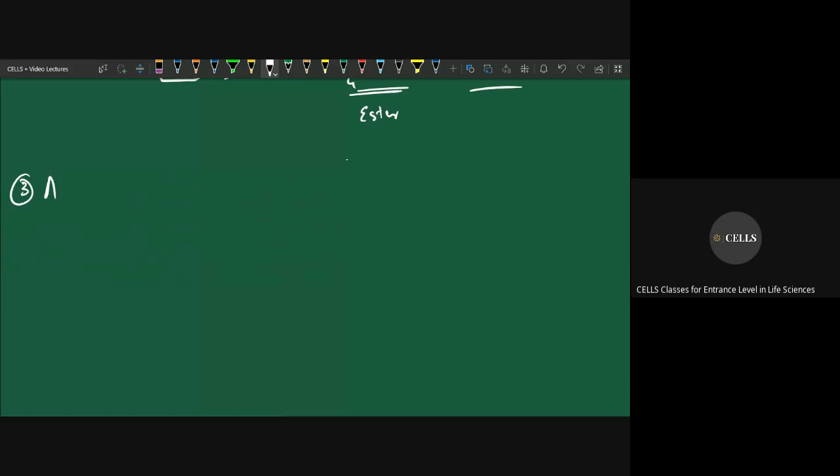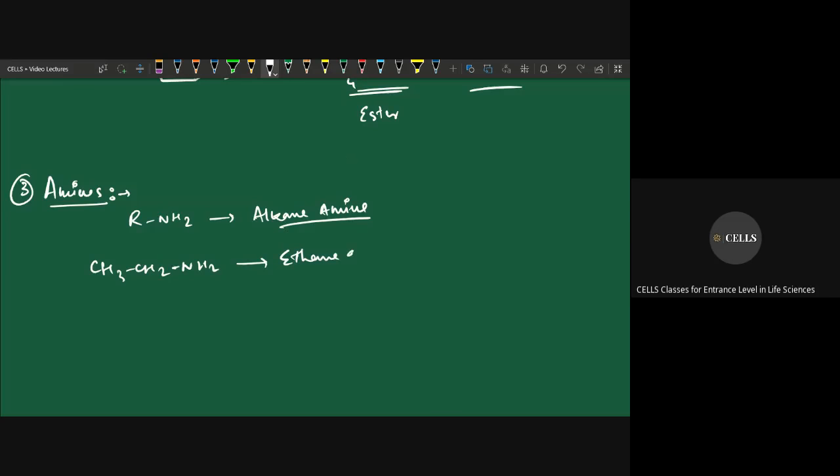Third, these are the amines. So RNH2 is known as alkanamine. Suppose if there is CH3 CH2 NH2, then it is known as ethanamine.